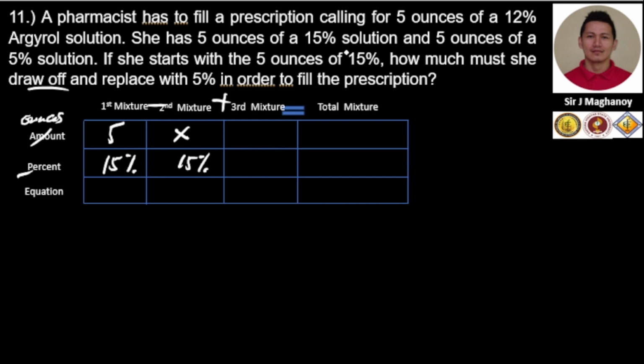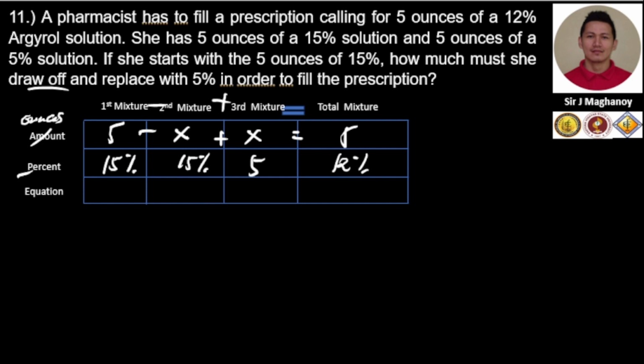How much does she draw off and replace with 5%? So plus 5%. Whatever amount we draw off is the same amount we replace and add, so they are equal: negative x plus x, it will become 5 ounces, since the pharmacist is calling for 5 ounces of 12% Argyrol solution.